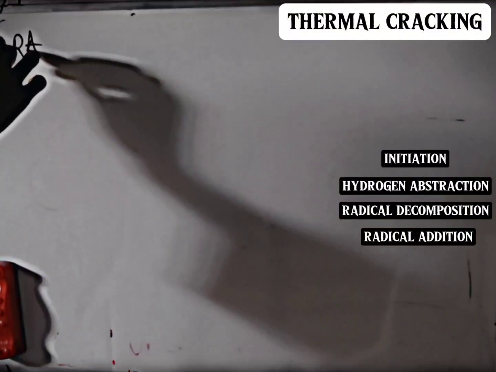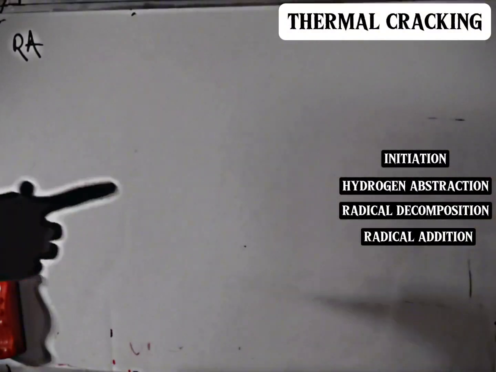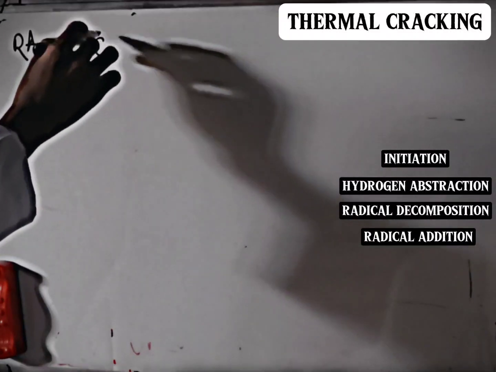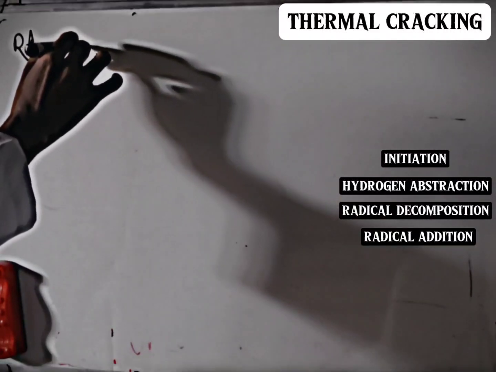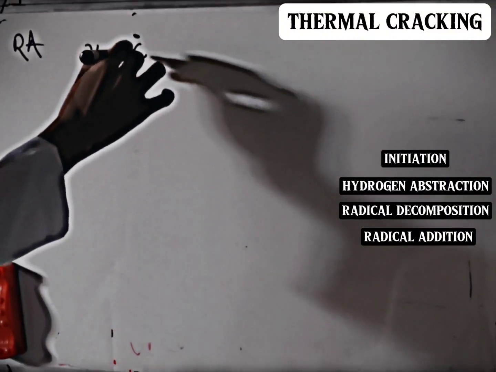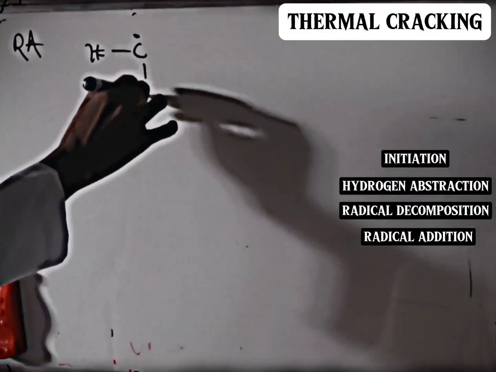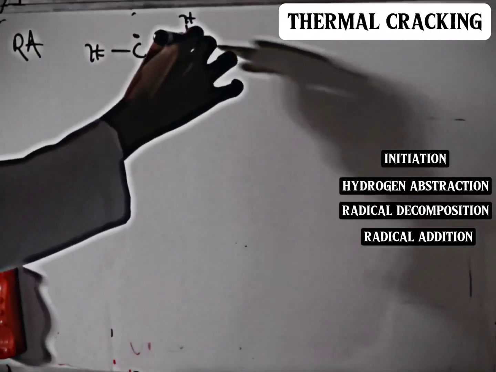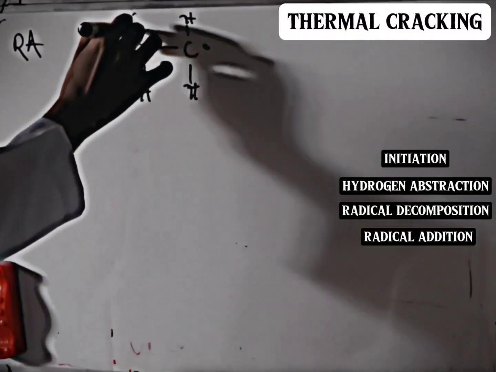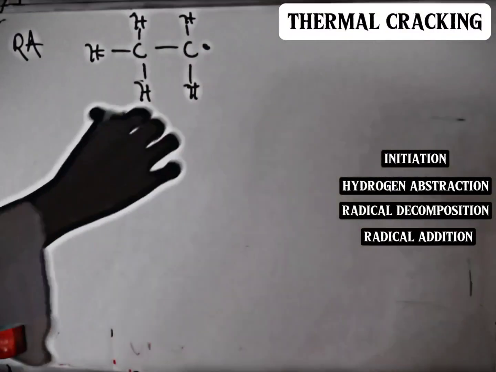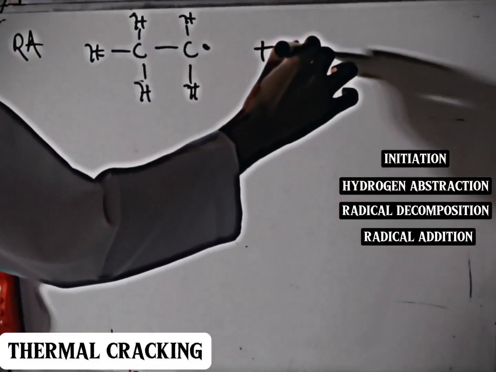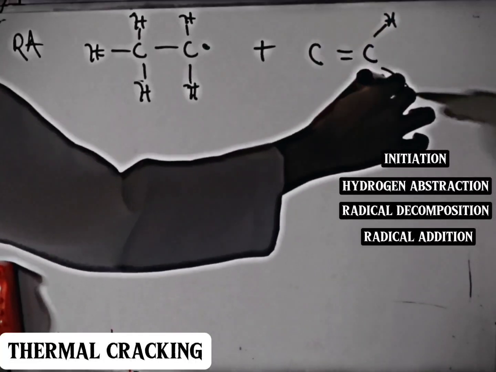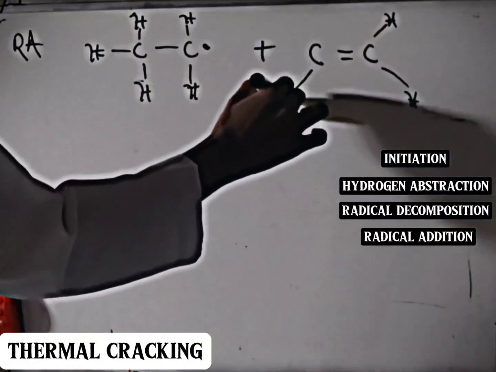radical addition. Radical addition, in the sense that the ethyl radical that has been produced, we had an ethyl radical, right? Where is it? The ethyl radical that was produced, let me put it this way, gets to react with the olefin. We generated an olefin, which is ethene. Alright, this is how it is being added.